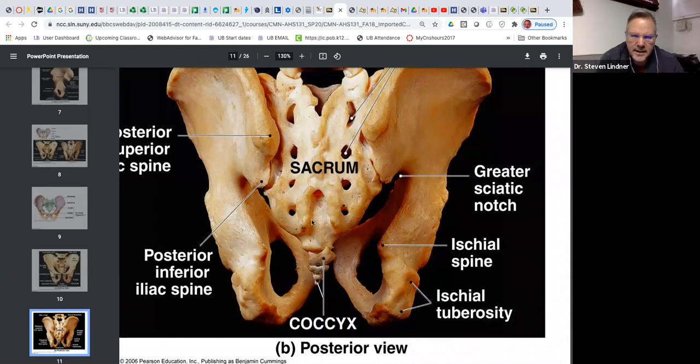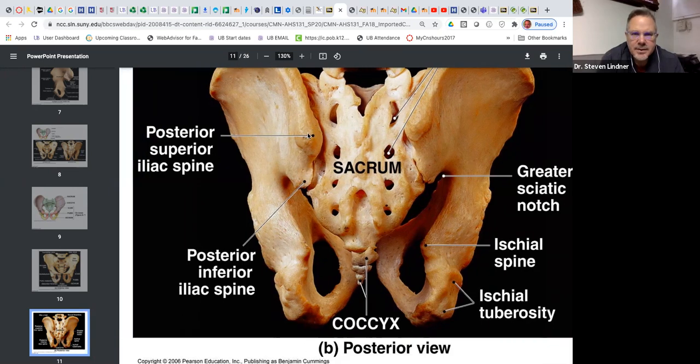Here's the sacral hiatus, right? It's just this non-union or this gap where the median sacral crest is. Posterior superior iliac spine, posterior inferior iliac spine.